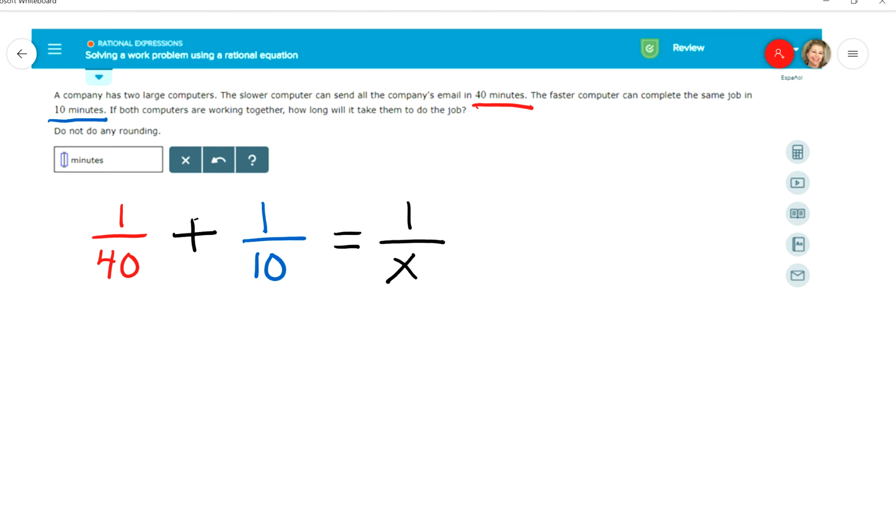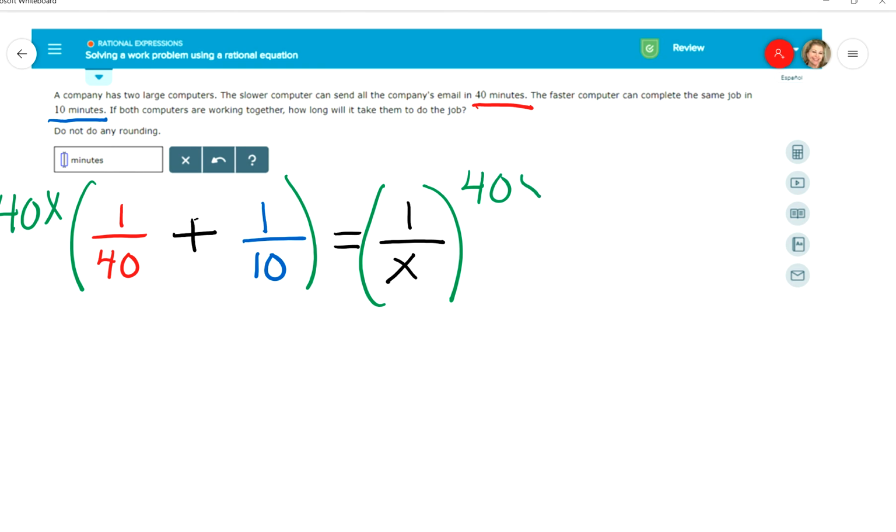So I want to knock out 3 denominators with just one algebraic expression. And it's got to be something that is divisible by 40, divisible by 10, and divisible by x. And that would be 40x. And what you do to one side, you got to do to the other.